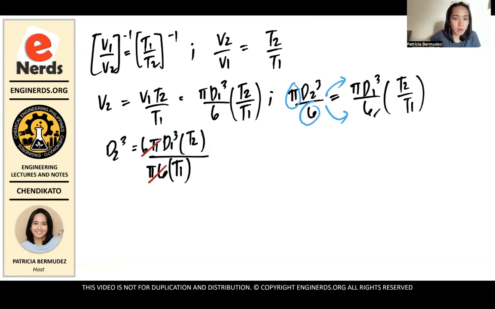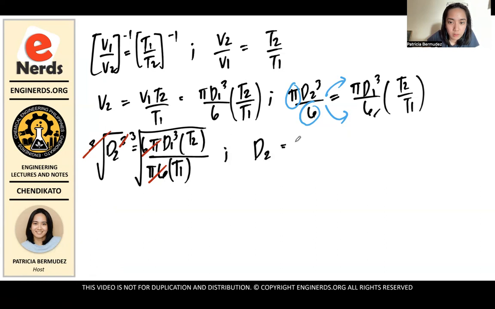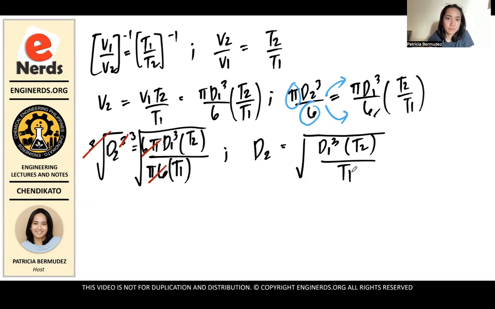Both. And now, since D2 ang hinahanap sa atin, hindi naman D2 cubed, we have to take the cube root of both sides of the equation. So take the cube root of this one, as well as this one. So makakancel yung exponent na 3 here. And D2 would be equal to the cube root of, na-cancel na to, so it's just D1 cubed times T2 over T1. Like so. And now we just gotta substitute.